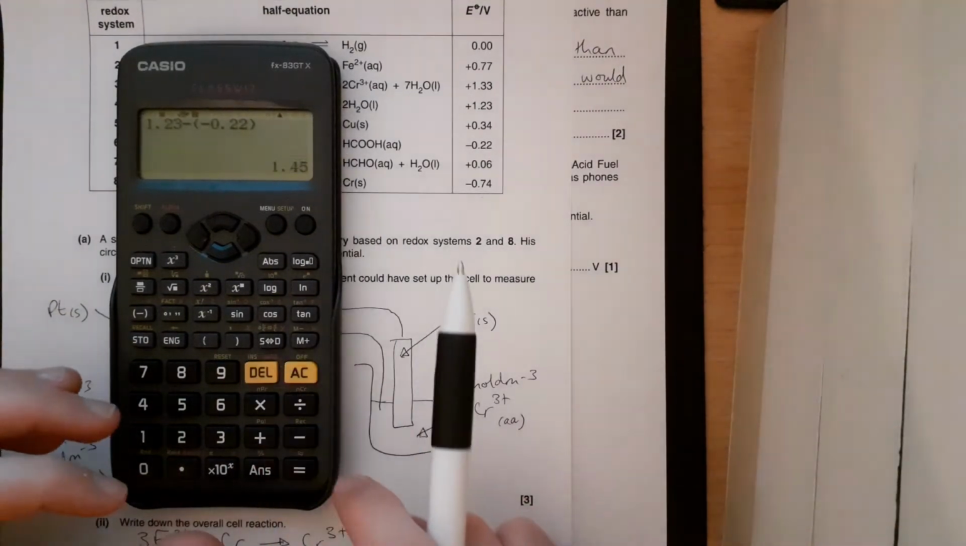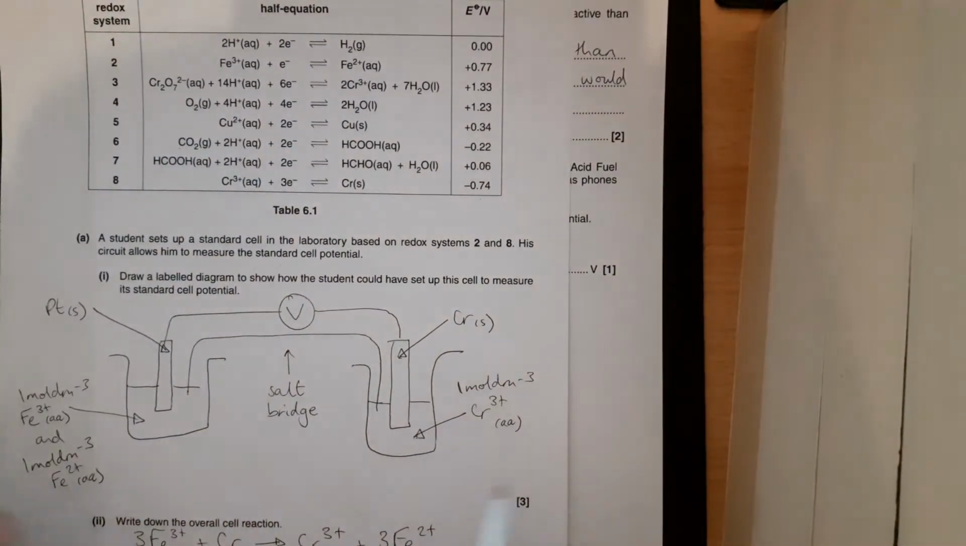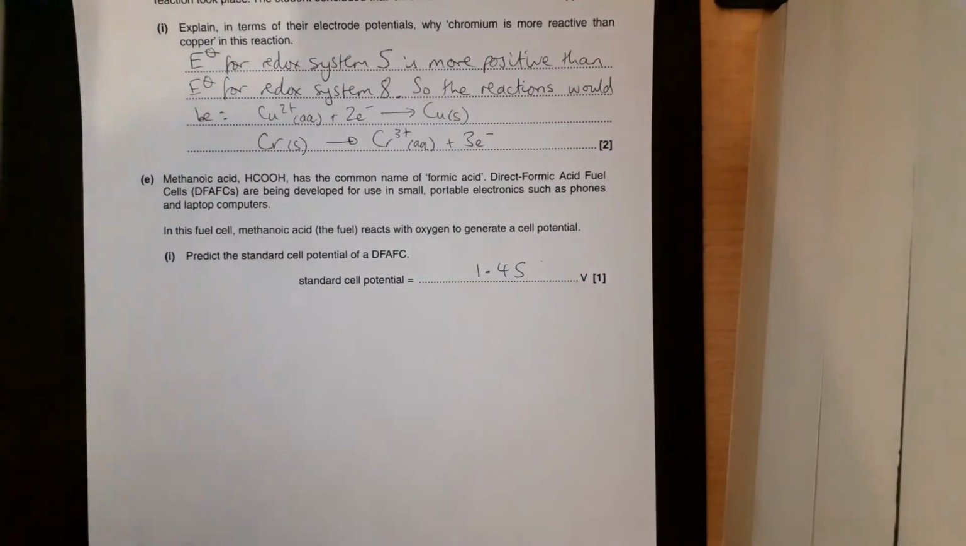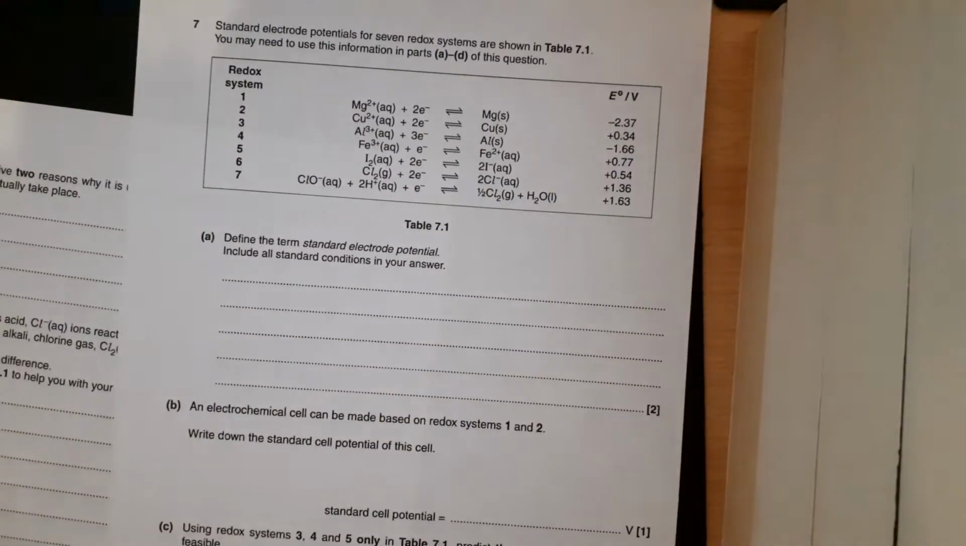I could have done that in my head, probably 1.45. So the cell potential would be 1.45 volts. Okay, a couple more questions to show you. Again, these questions all look the same. I have said this before.